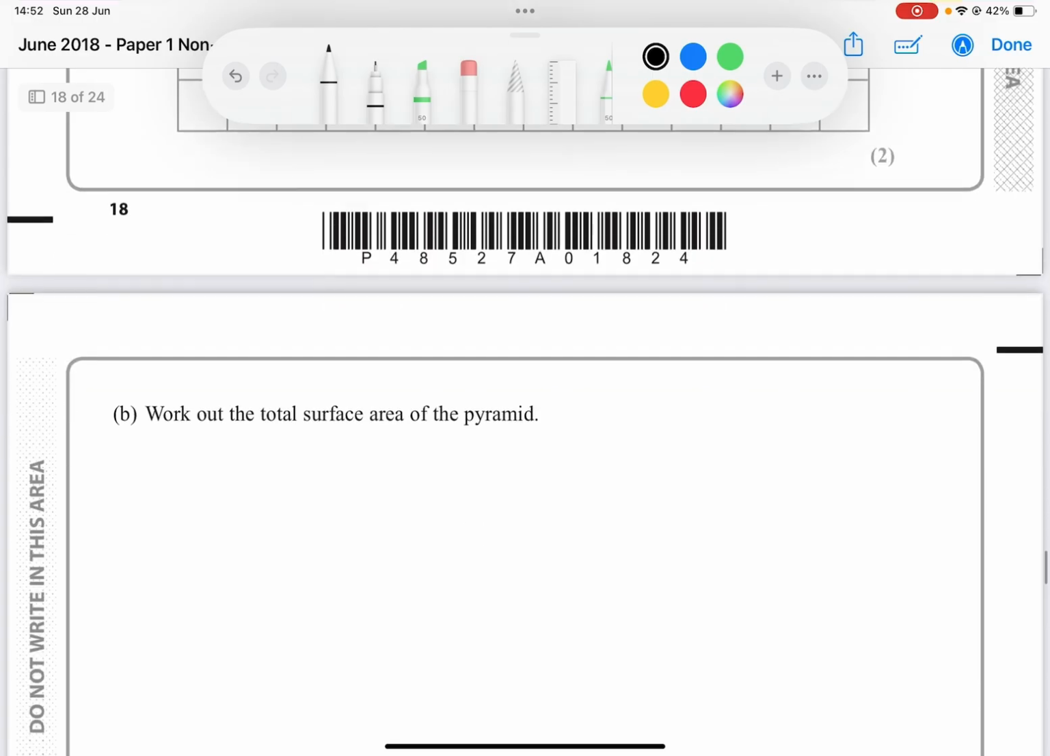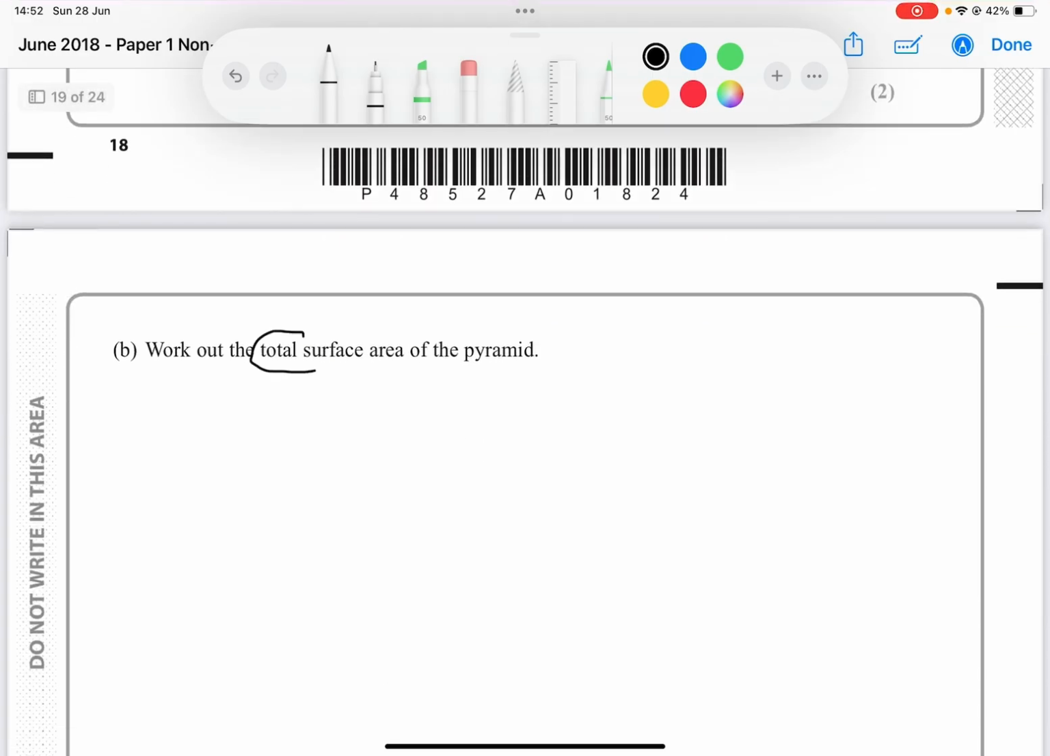Part B says work out the total surface area. I'm just going to draw a little cube over here. Remember, when we talk about surface area, we are working out the area of all of the faces of the shape. So we're going to work out the area for the front face, the 2 side faces, the back face, the top and the bottom. That looks horrendous, but that's what we're basically doing. So we're going to do that for this question now.